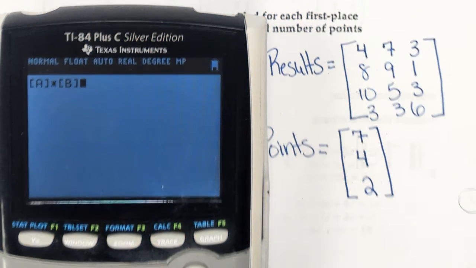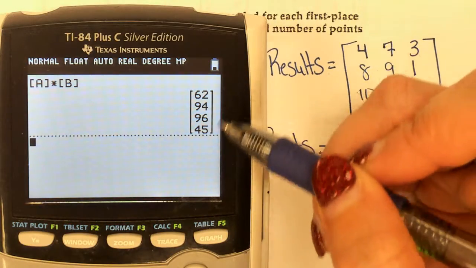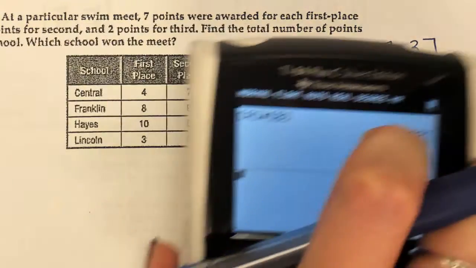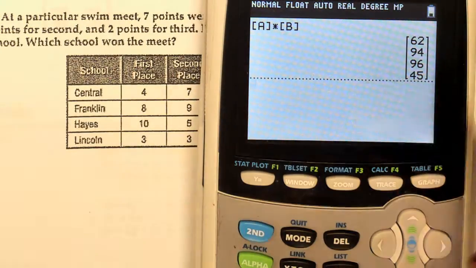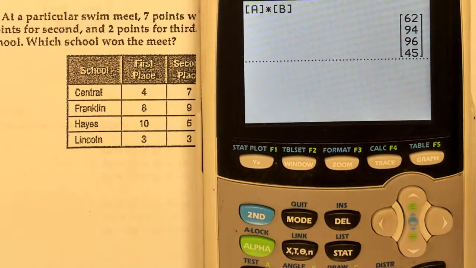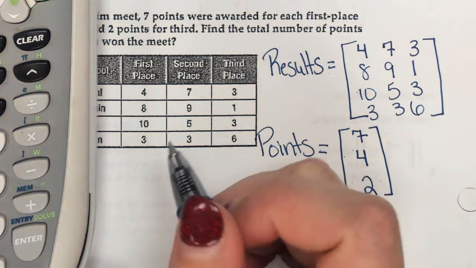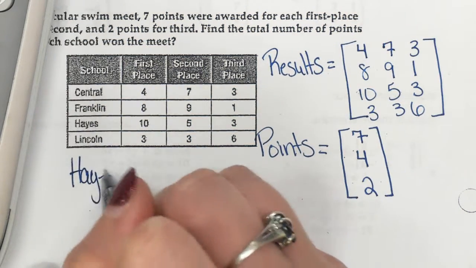Alright, so did y'all get this? So, 62, 94, 96, and 45, what in the world are those numbers? Points for each. So, Central High School got how many points? And Lincoln High School got how many points? 45. Lincoln got 45, okay? So, the question asks you which school won the meet. How? There you go. So, we're going to say Hayes High won the meet.